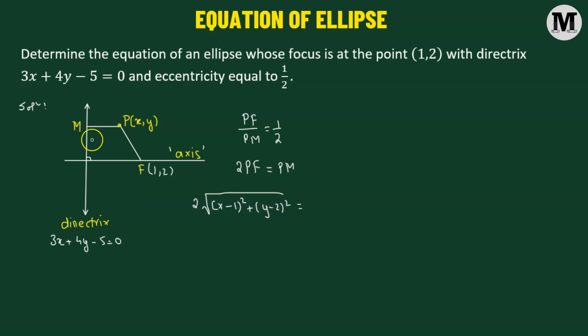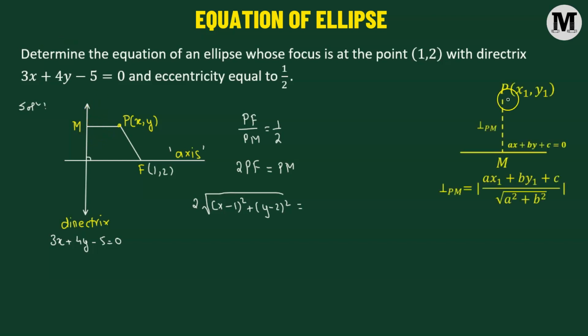Now PM is the perpendicular distance of point P from the directrix line. So our goal will be to find this length. There's a formula that we will be using here. We will consider a point P with the coordinates (x1, y1), and we have another straight line with the equation ax + by + c = 0 expressed in the general form. Drop a perpendicular from point P on the straight line meeting it at M. Then this perpendicular length PM is given by the absolute value of ax1 + by1 + c divided by the square root of a squared plus b squared. Here a and b are the coefficients of x and y of the straight line.